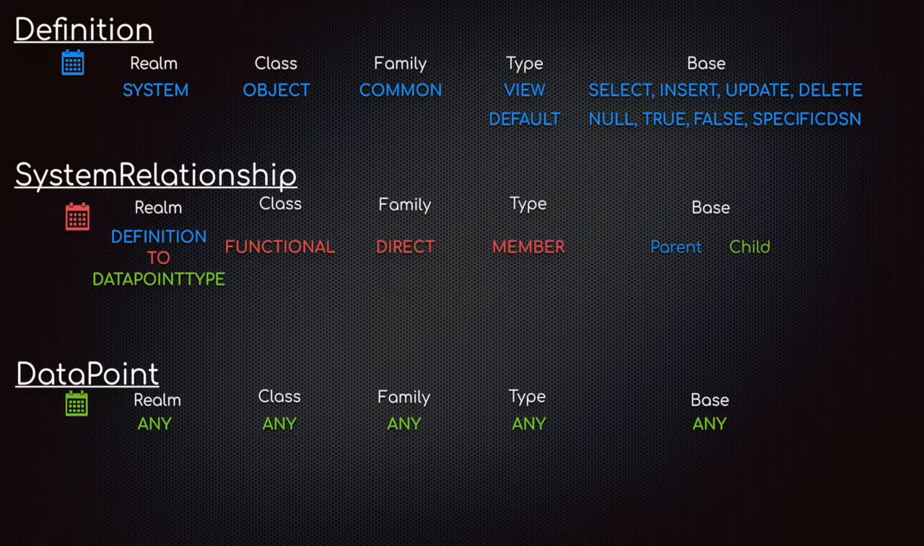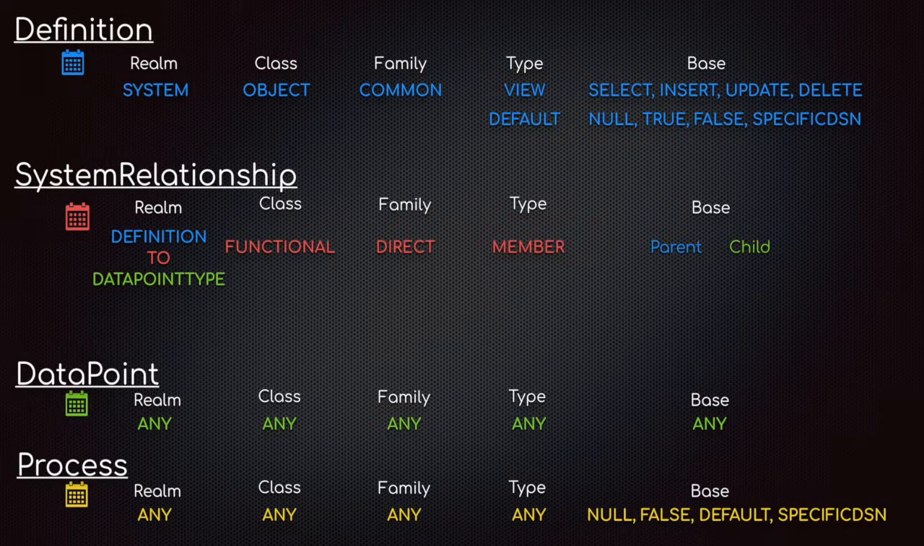But what we need to do is figure out how to get those defaults, and we're going to do that through functions. So what that means is we need to create and define a few more functions, and then find a way to relate a definition to a function. So we will create another relationship called definition to process, which will essentially allow us to bridge the gap between data point type and process.